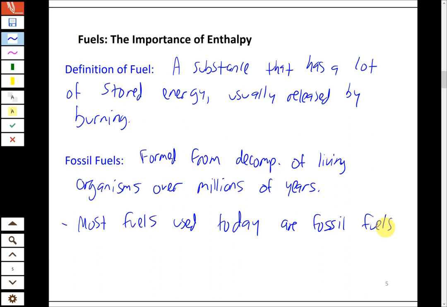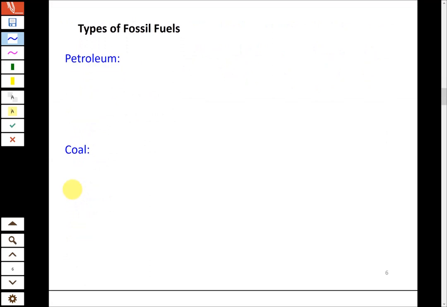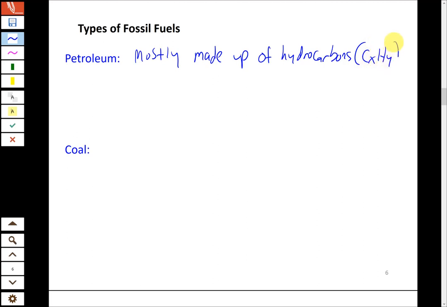So let's talk about the two main types of fossil fuels. And obviously in Houston we have a big economy that's built around this. So one of those is petroleum. So petroleum is mostly made up of hydrocarbons. Now in reality, petroleum is a really complex mixture of substances, and depending on where you get it from, it's going to be somewhat different in composition. But the major components are all hydrocarbons, which have the general formula CxHy. The hydrocarbon means a substance that only has carbon and hydrogen in it.